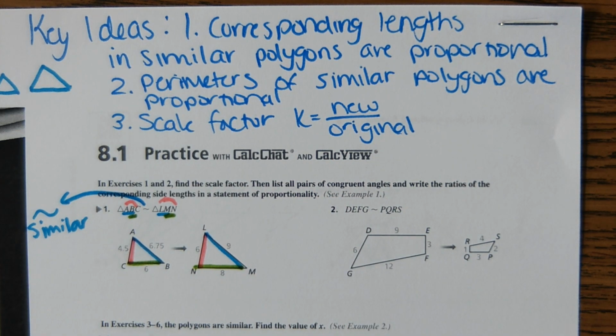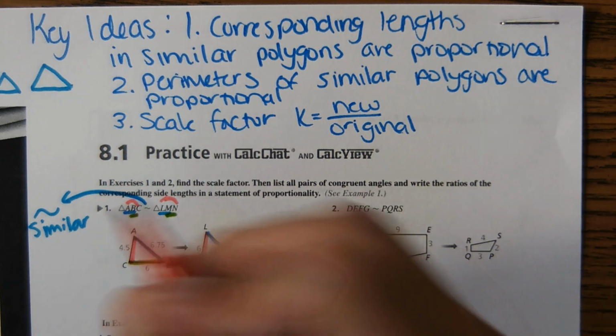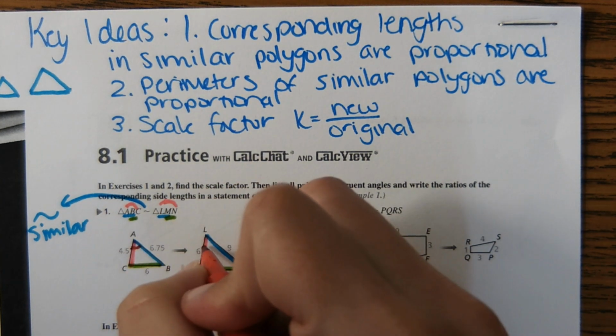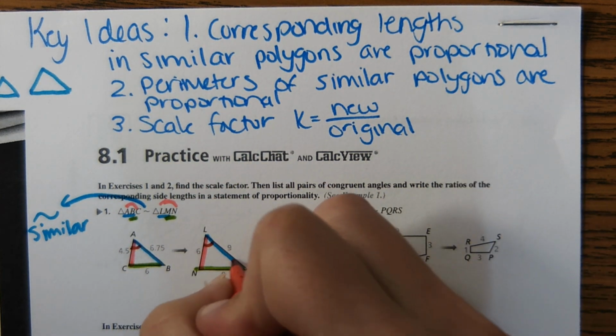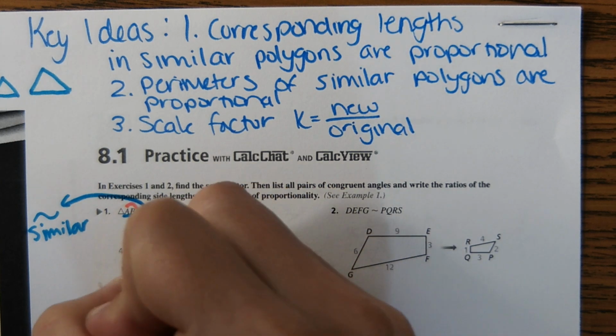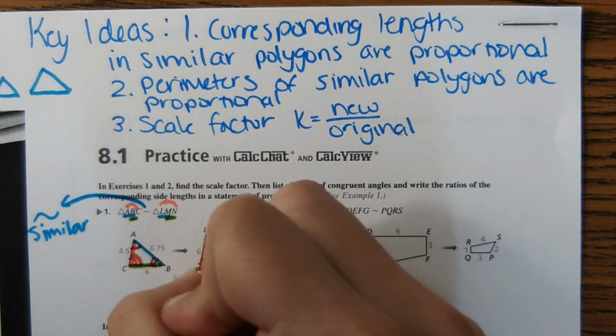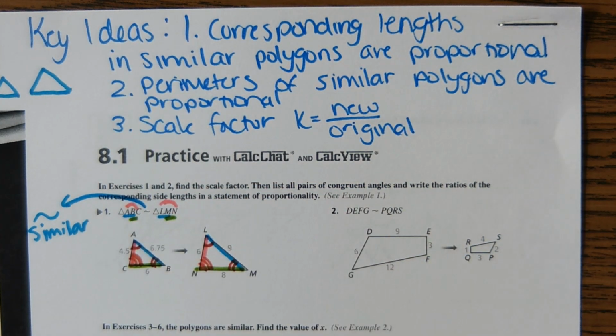And then also in similar shapes, all the angles are congruent. So this angle is the same measure as this one. This angle, same measure as this one. And then this angle is the same measure as this one. And you could use this similarity statement to find the matching parts as well.